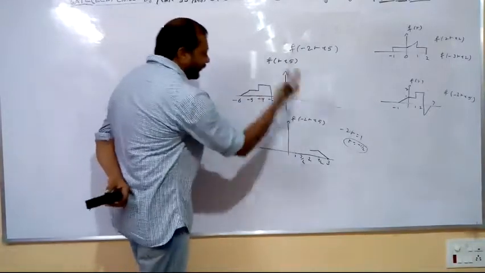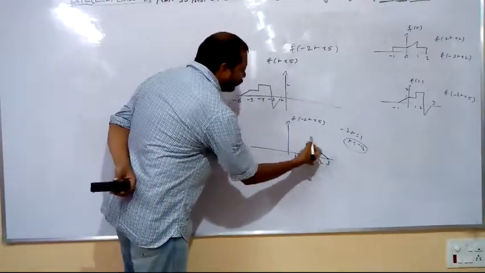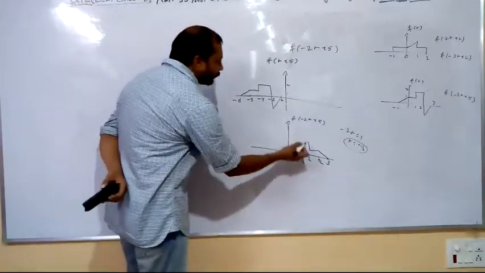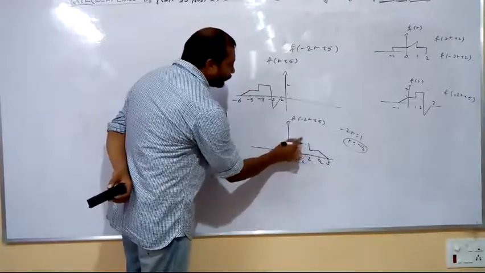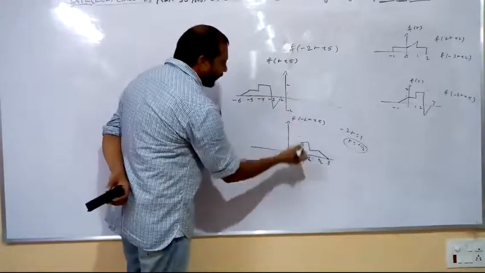At 2, it suddenly rises to the value 2. And this is constant up to 3 by 2. At 3 by 2, it suddenly drops to some minus 2, I am considering.